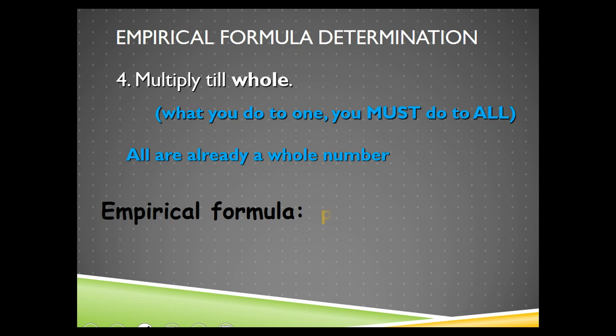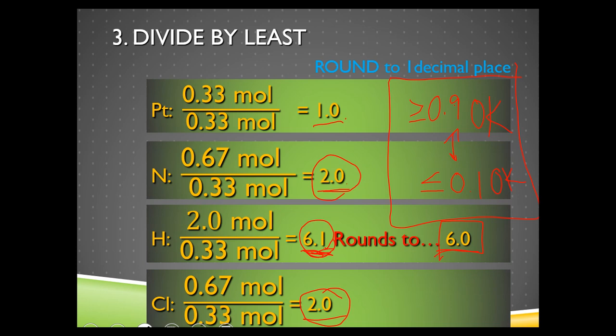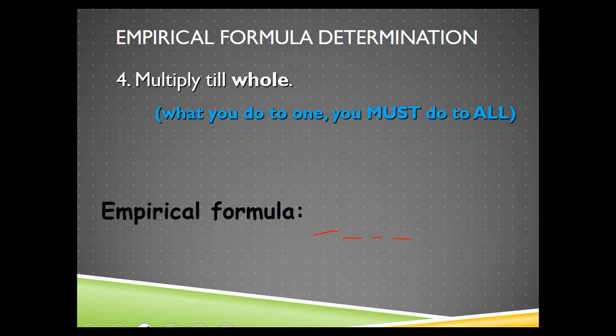So for the last step, you multiply till whole, but all of these were already whole numbers. So the empirical formula was the numbers that we got. There was 1 Pt, so you don't have to put a subscript for that. There were 2 nitrogens, 6 hydrogens, and 2 Cl's. Remember these were the numbers right here: 1, 2, 6, 2. That's where we got these subscripts, and that's the empirical formula.